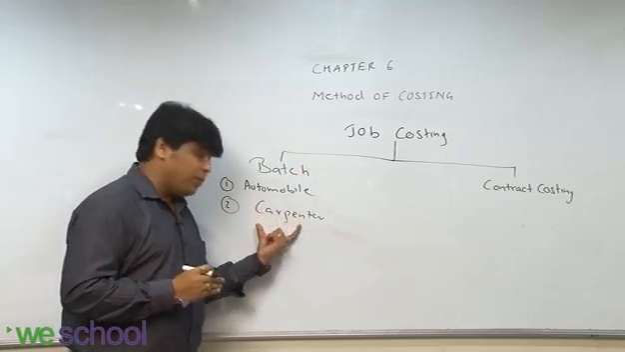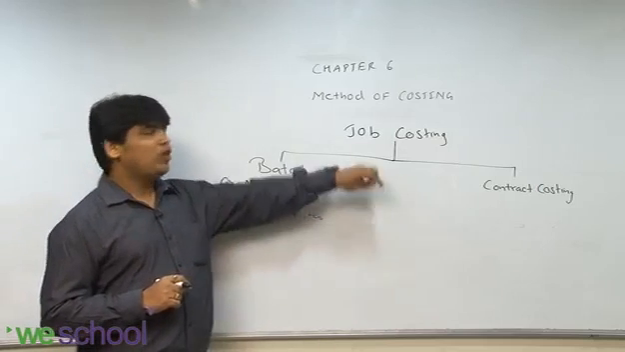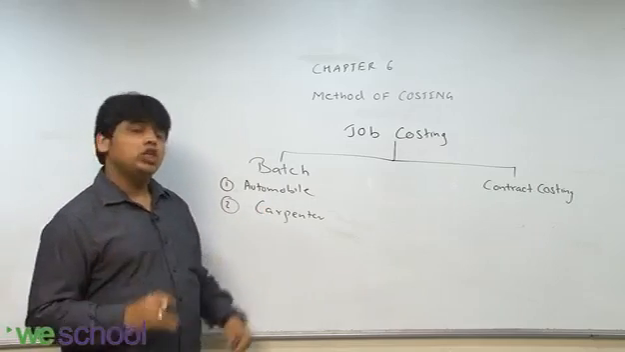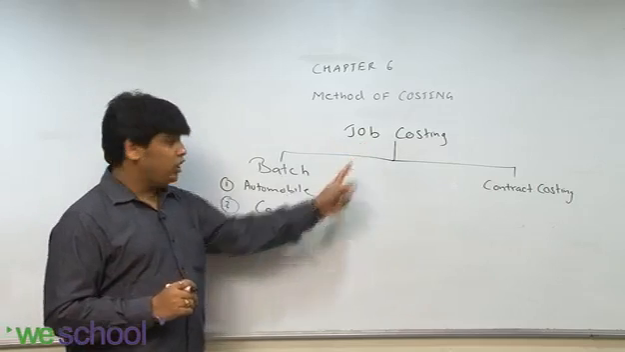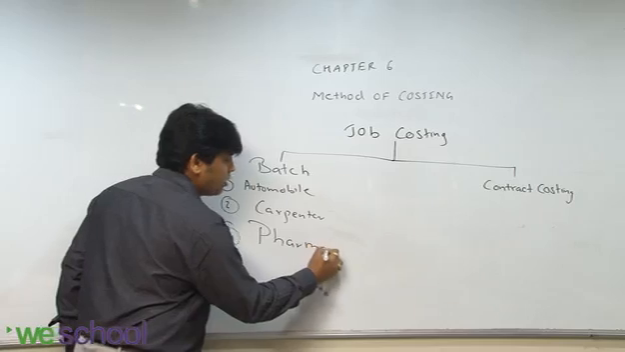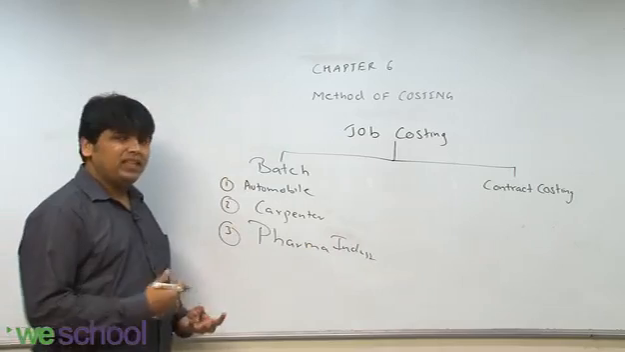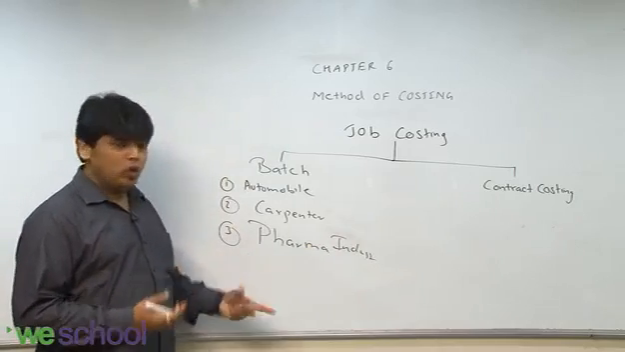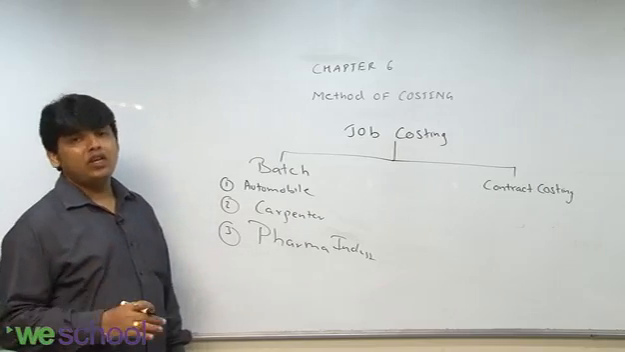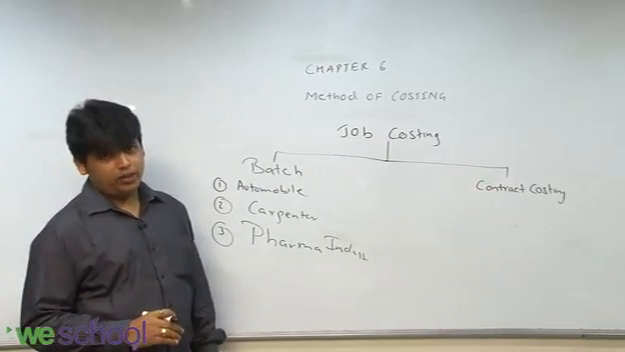But if this same carpenter is working at your place, he'll be using job costing, because there are no batches for him. It is for one particular person. So he will be using job costing. Understood? Then you can say the pharma industry also uses batch costing. So these are some of the examples. You may get more examples also, but I have just given you some examples so that the concept becomes very clear to you. Now move on to the next part of job costing, that is contract costing.